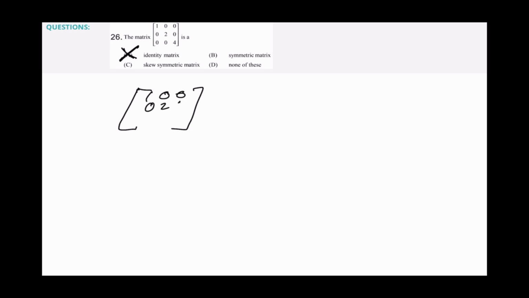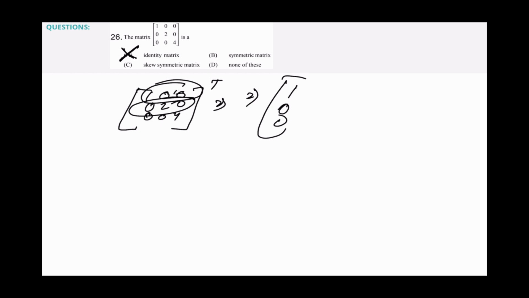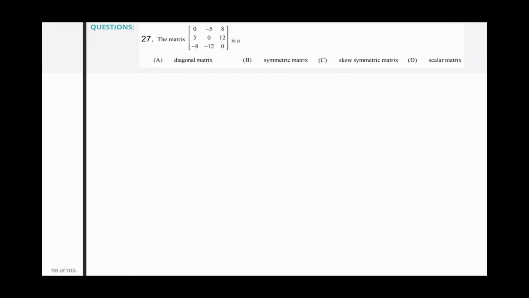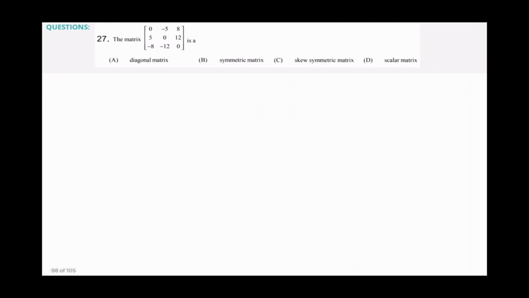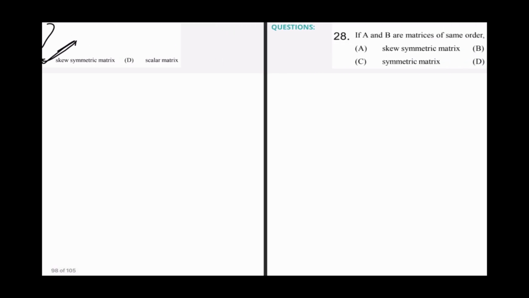Now 1, 0, 0, 0, 2, 0, 0, 0, 4. If we do a transpose of this, first row will become first column: 1, 0, 0. Second row, second column: 0, 2, 0. And third row, third column: 0, 0, 4. So it's symmetric, student. Directly answer symmetric. In the next matrix, we can see that all the leading diagonal elements are 0. So what we can say directly, skew symmetric. Even if you transpose it, you will get minus of this. So you can do it and check it.